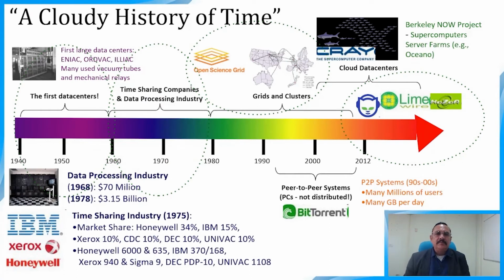So, a cloudy history of cloud computing: let us trace back the history of time. It started with the first data centers, which were large systems in the 1950s. Then came the time sharing systems in the 1970s and 1980s, which formed into grids and cluster computing, and then around 2012 it became the cloud data center. Before that it was also called a peer-to-peer system. They are all precursors to the cloud data center. And again the wheel has come to the same point where it became the cloud data centers.